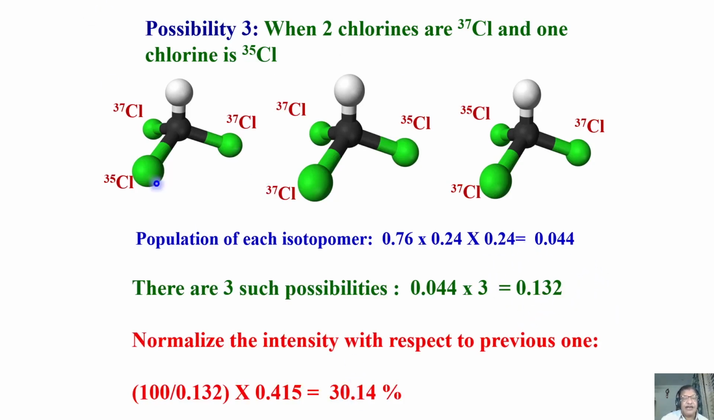Now normalize the intensity of this with respect to the first one where all chlorines were 35. I took that as a standard for 100%, right? Population where the intensity is 100%. Now normalize this with this: 100 divided by 0.132 into the first normalized one, it turns out to be 30%. Very interesting.